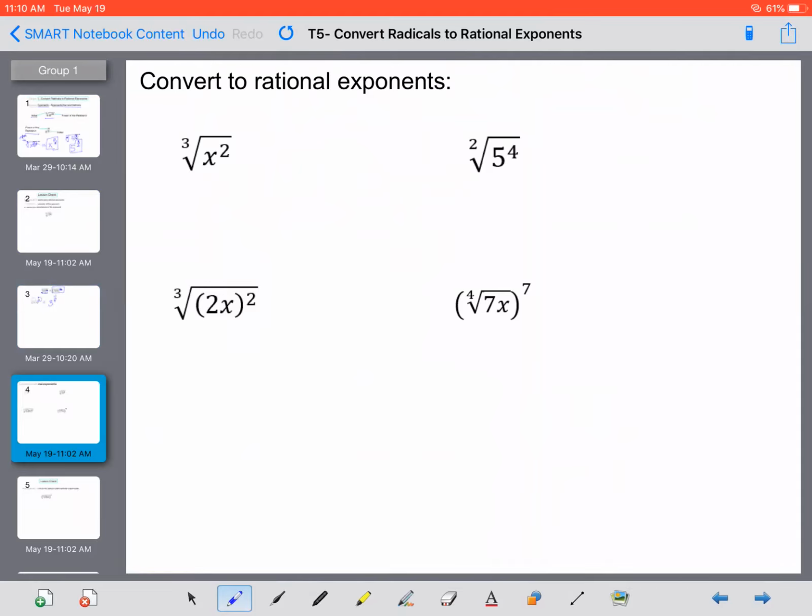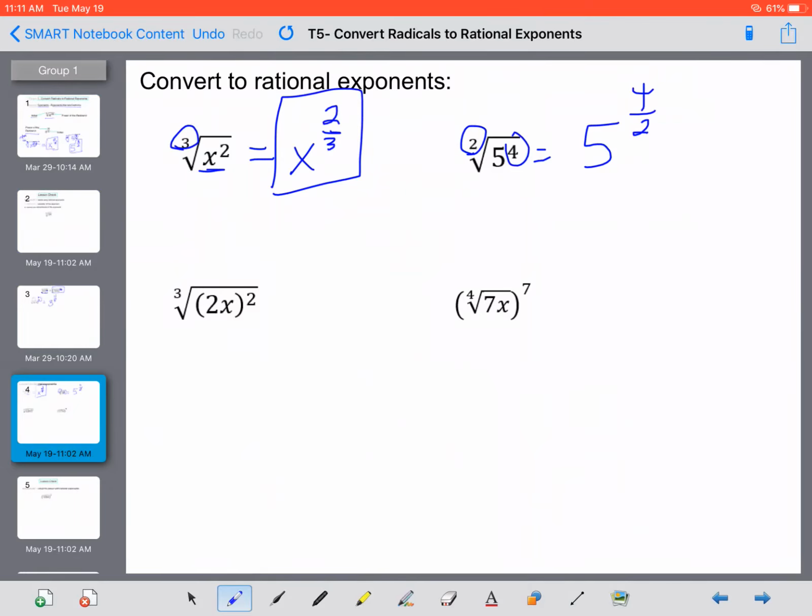Okay, here are a few more examples to work through. Our base will be x, and we're going to raise it to a fraction. 3 is my index, so that's the denominator, and 2 goes on top because that's the power it's raised to. So that would be x to the 2/3 power. Here, the base of my exponential term would be 5. The index is 2, the denominator, and the power is the numerator, 4. You should always simplify your fractions, because 4 over 2 is 2, so your answer is 5 squared, and you can expand that to make 25.